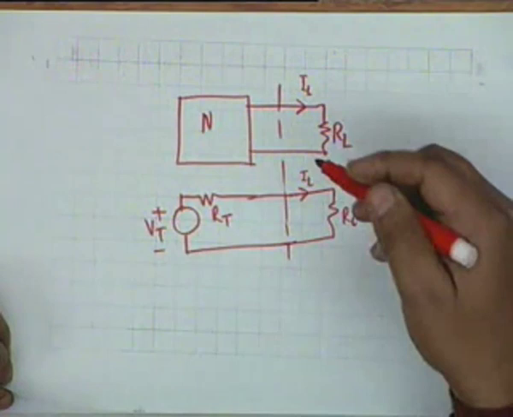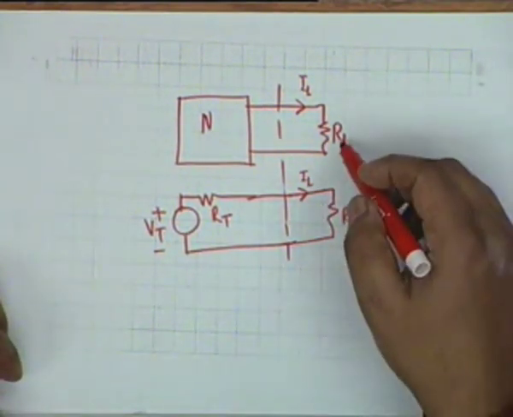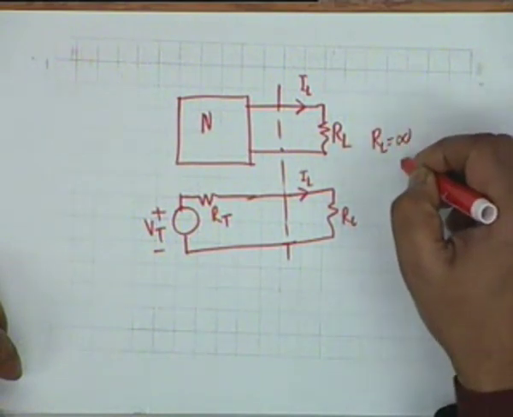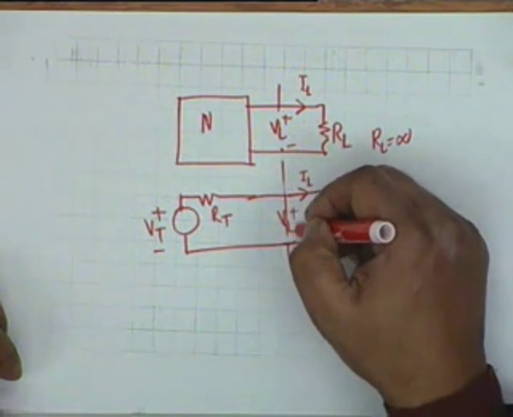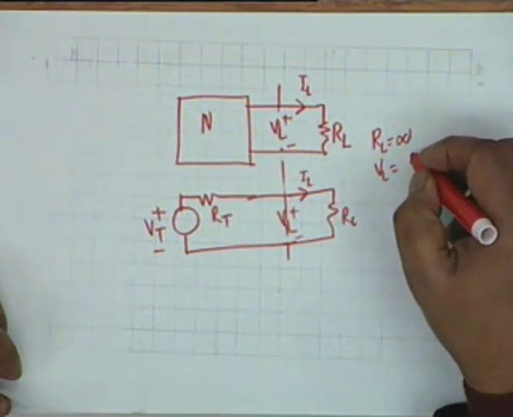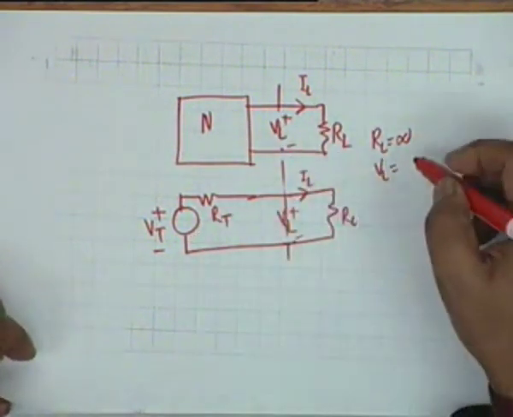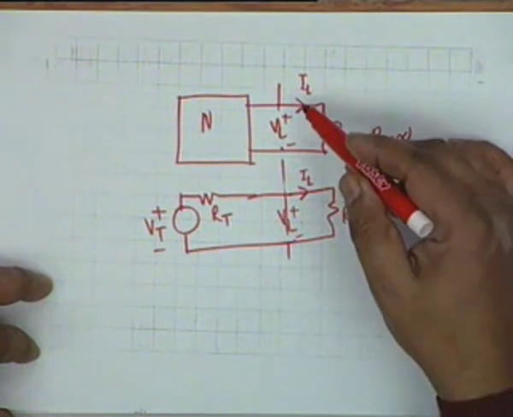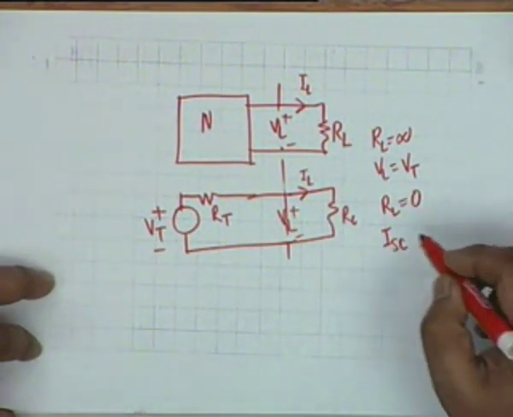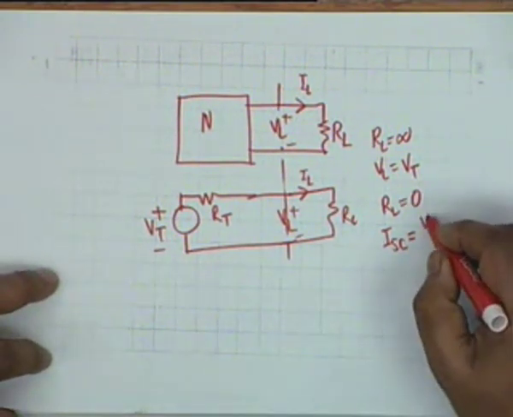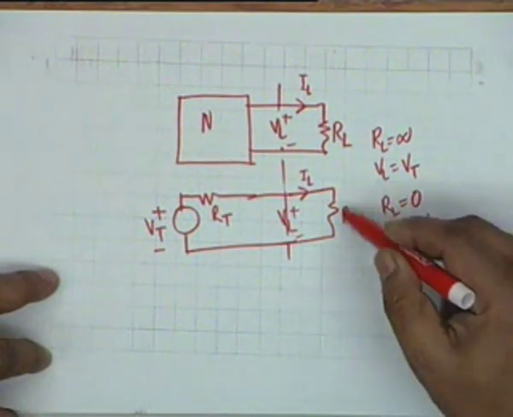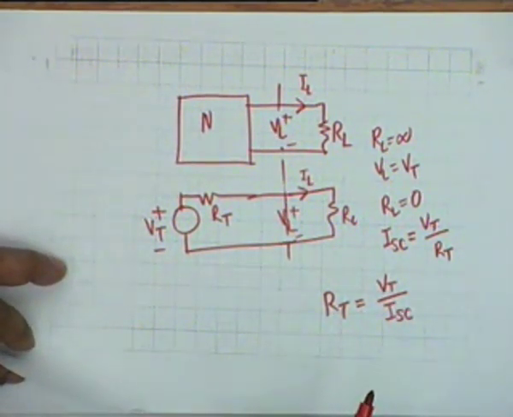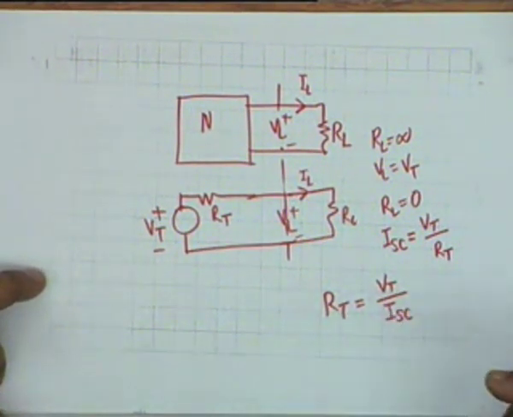All right. Now, if I_L is 0, under what condition does that happen? If R_L is infinite, that is, if the network is open, then the voltage V_L would be equal to simply the open circuit voltage, which by definition is V_T. So, V_L is V_T. If R_L is 0, that is, if this is short circuited, then the current in the original network is I_SC. And in the Thevenin equivalent, what is the current? It is V_T divided by R_T, because R_L is 0, and therefore R_T is simply equal to V_T divided by I_SC. All right, this checks with our interpretation of R_T.